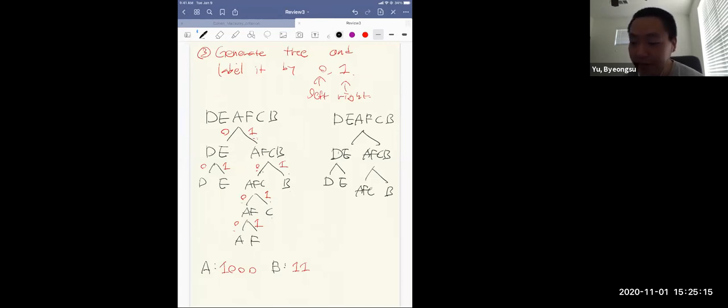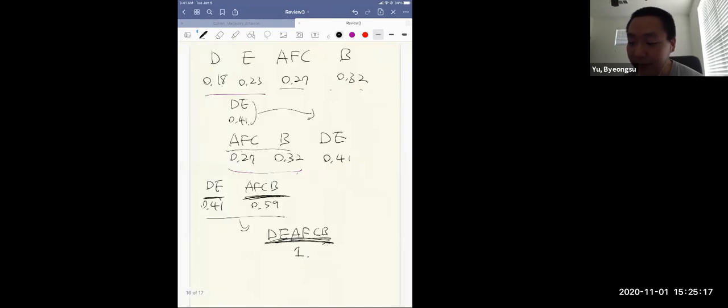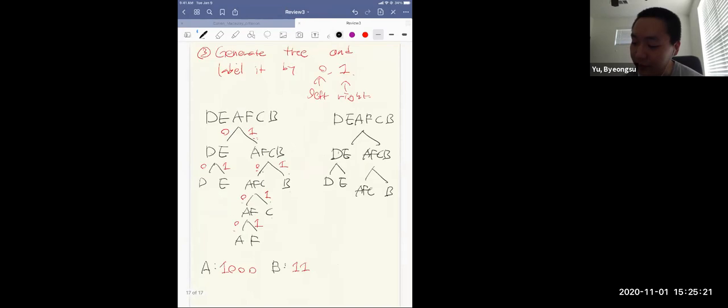And this AFC is concatenated from AF and C. So that's why I got AF and C. And lastly, AF came from A and F. And the spread says that, do we arrange them by alphabetical order or value?